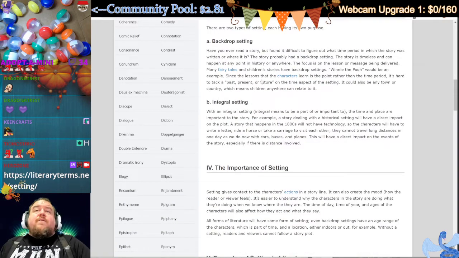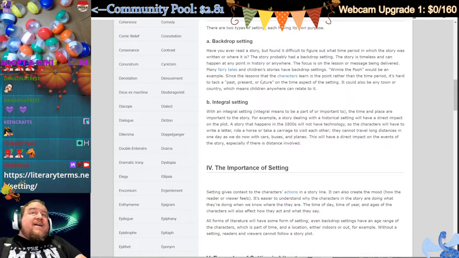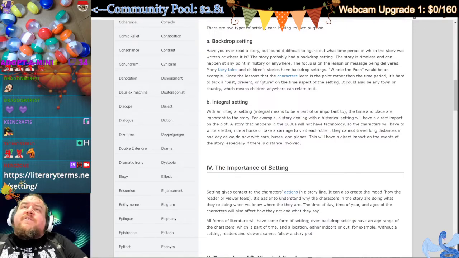You also have two types of settings. You have a backdrop setting. Have you ever read a story, but found it difficult to figure out what the time period in which the story was written or where it is? The story probably had a backdrop setting. The story is timeless and can happen at any point in history or anywhere. The focus is on the lesson or message being delivered. Many fairy tales and children's stories have backdrop settings.